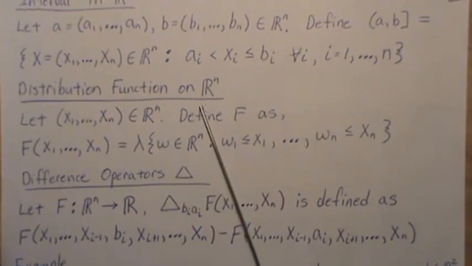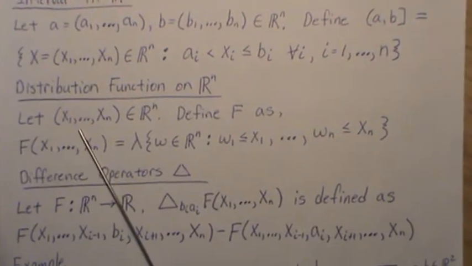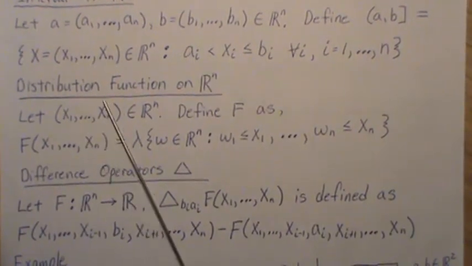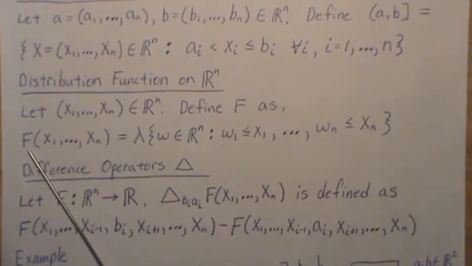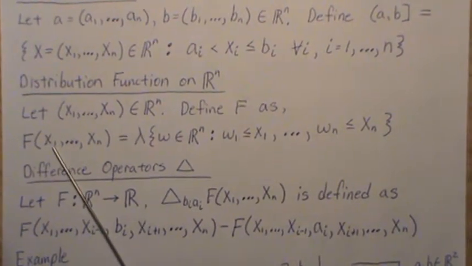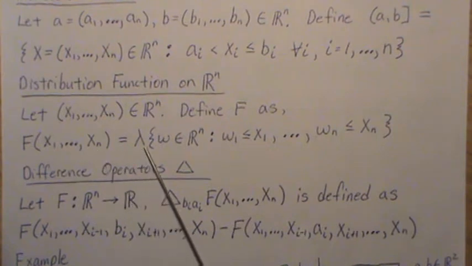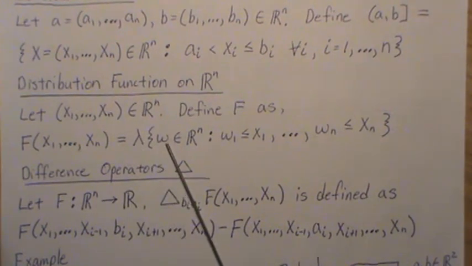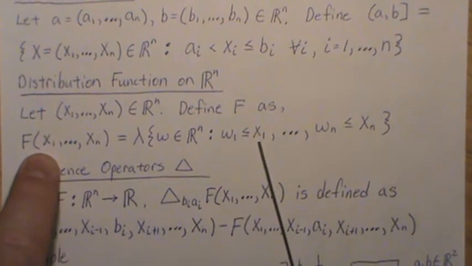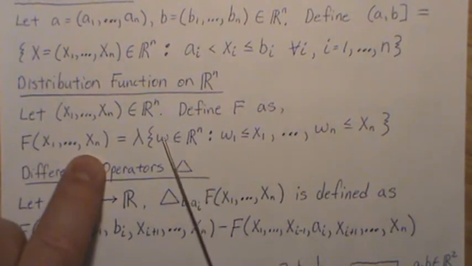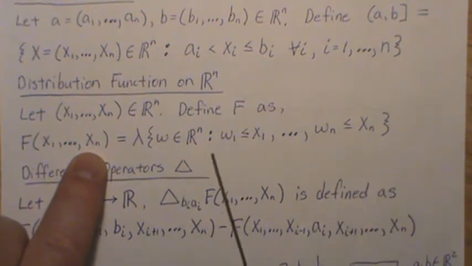Now, a distribution function on R^n is this: let x, this n-tuple, live in R^n space, and we define F as this. So F is a function of x1 through xn, and it equals some set measure, right, because it has to be a value, of all w in R^n space such that the first component of w is less than or equal to x1, and then each component's the same. So this vector only has the nth component that is less than or equal to xn, and that's for every component.